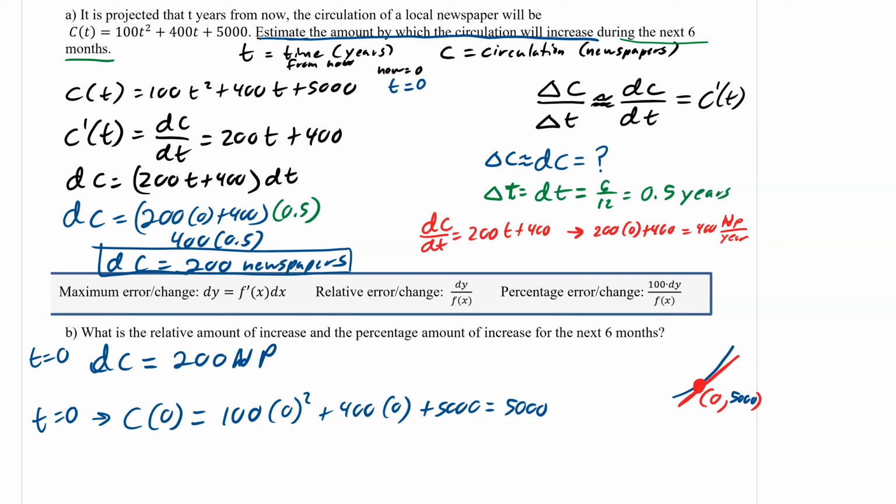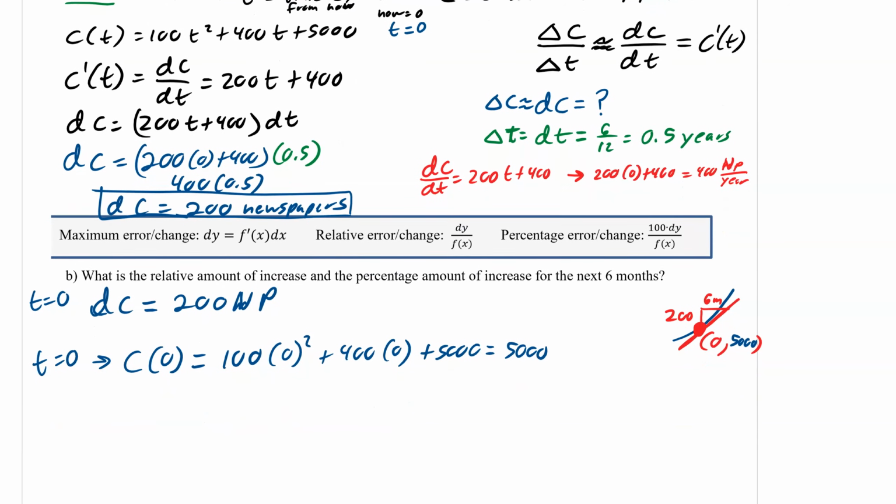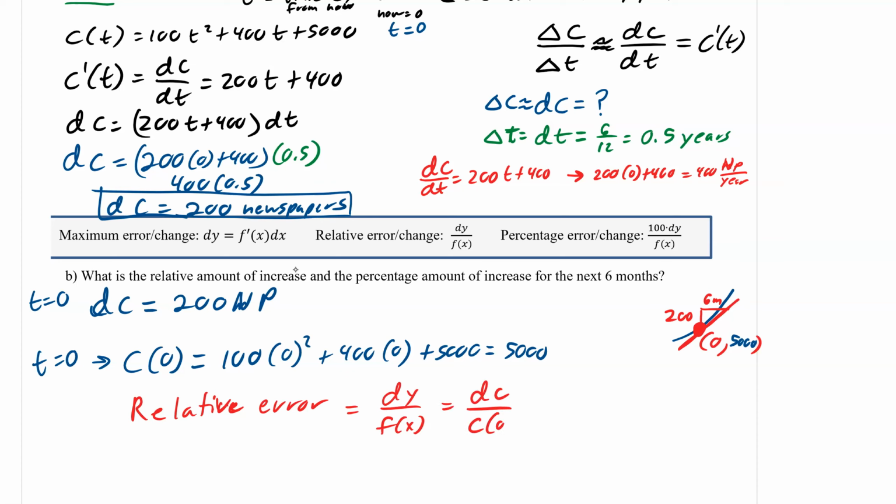And we expect our increase to go up and over for the next 6 months by 200. So that's what we're saying. We're saying it would now be 5,200. But we're saying 500. So relative error. Sorry, I went off on a tangent there. Relative error is dy over f of x. So in this case, this would be dc over c of 0.